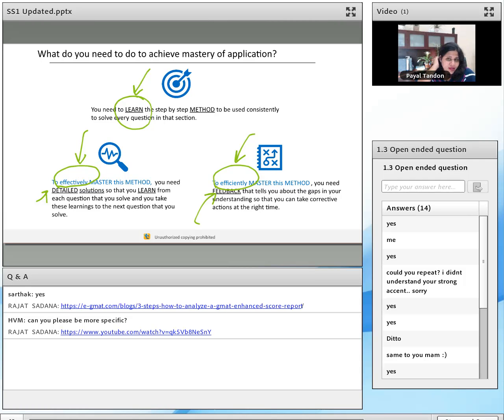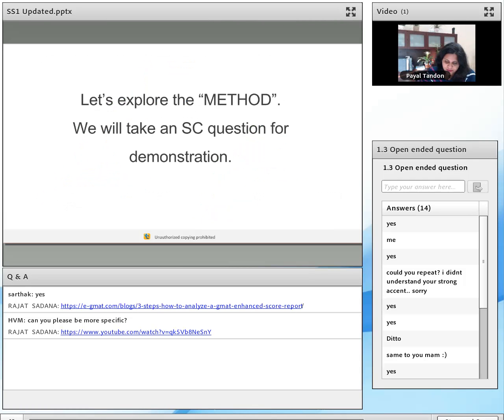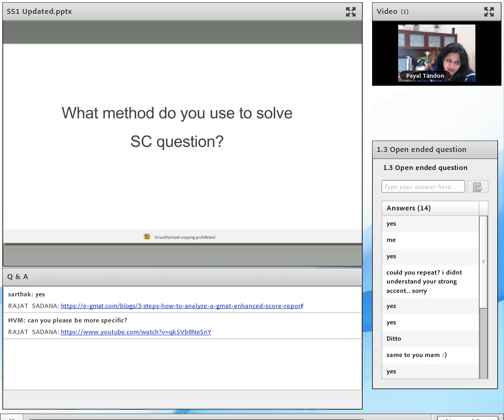I'm going to be giving you a little bit more detail about those feedback points so that you understand what we mean by that and how you should be utilizing that feedback in your method. Okay, so let's now explore the method and we'll take up a sentence correction question for demonstration. As I said, this applies across the board for each and every type of question on the GMAT. We are just taking one sentence correction question for demonstration purposes.